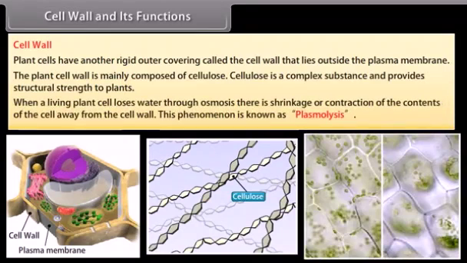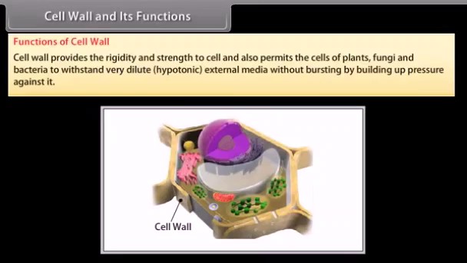When a living plant cell loses water through osmosis, there is shrinkage or contraction of the contents of the cell away from the cell wall. This phenomenon is known as plasmolysis. Functions of cell wall. Cell wall provides the rigidity and strength to the cell and also permits the cells of plants, fungi and bacteria to withstand very dilute hypotonic external media without bursting by building up pressure against it.